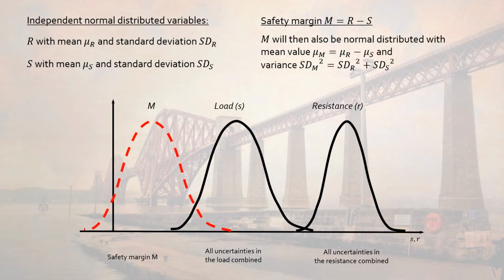So in our problem, if we have strength that is normally distributed and load that is normally distributed, we can define the safety margin M equal to the strength R minus the load S. Following the property of the sum of normally distributed parameters, the safety margin M will also be normally distributed with a mean value mu M equal to mu R minus mu S, and the variance SDM squared equal to SDR squared plus SDS squared. The safety margin M can be illustrated as shown in the red dotted line.